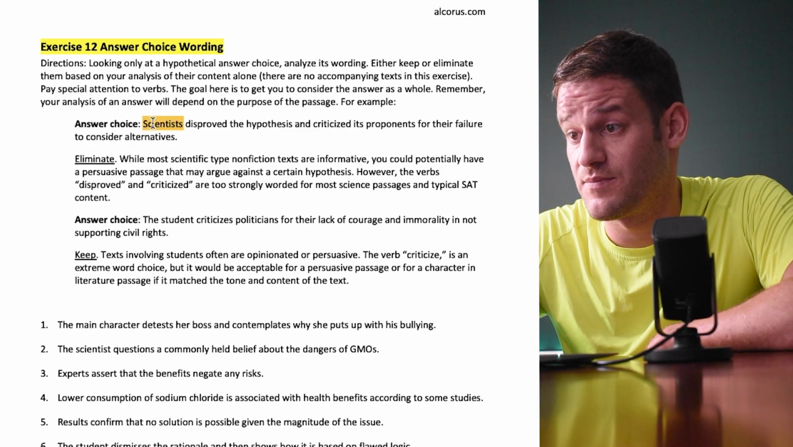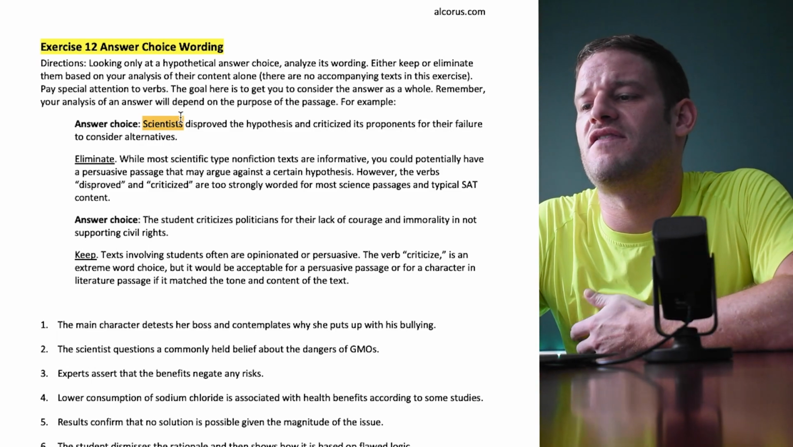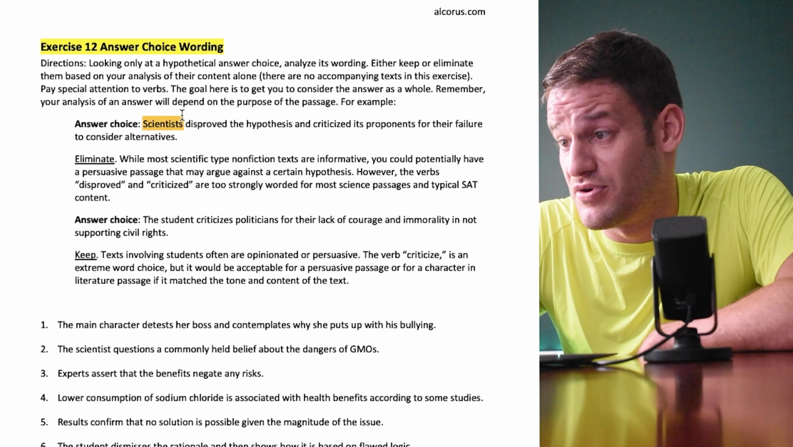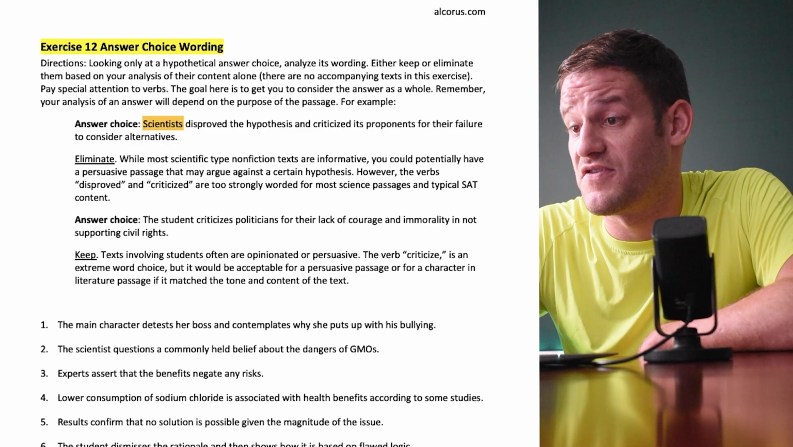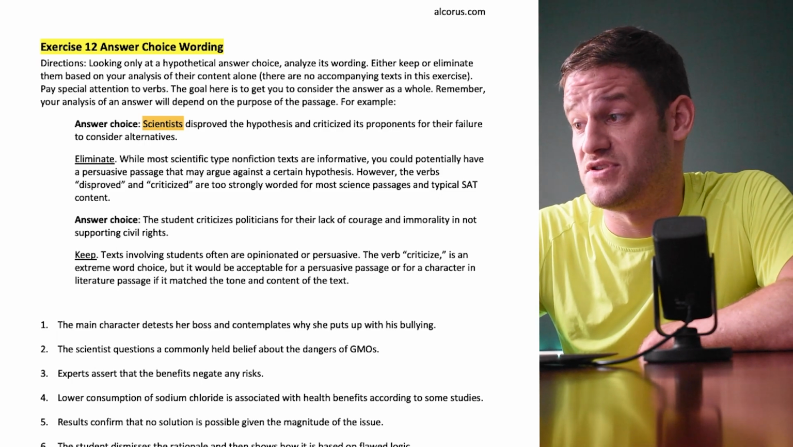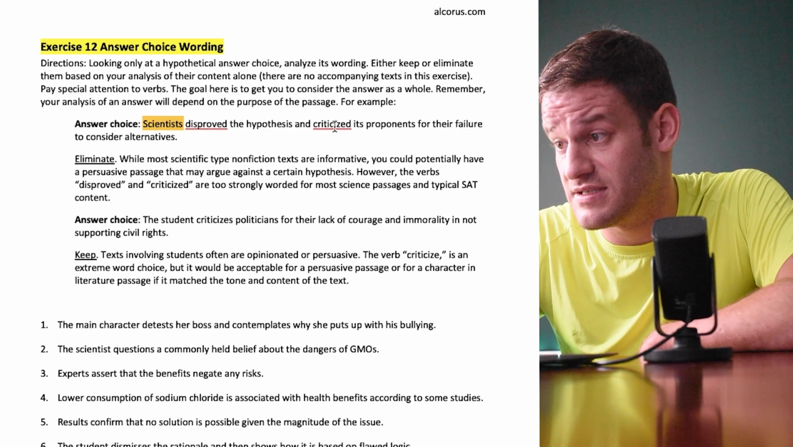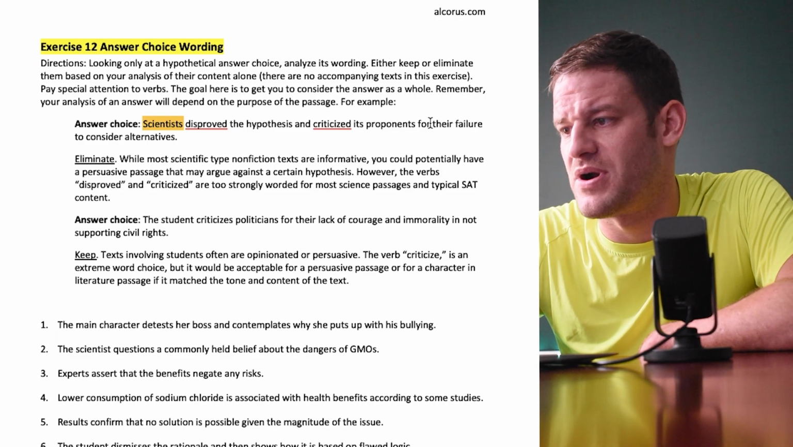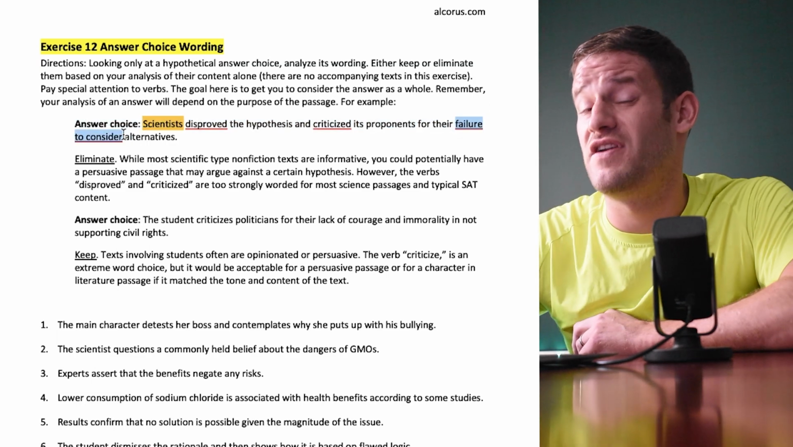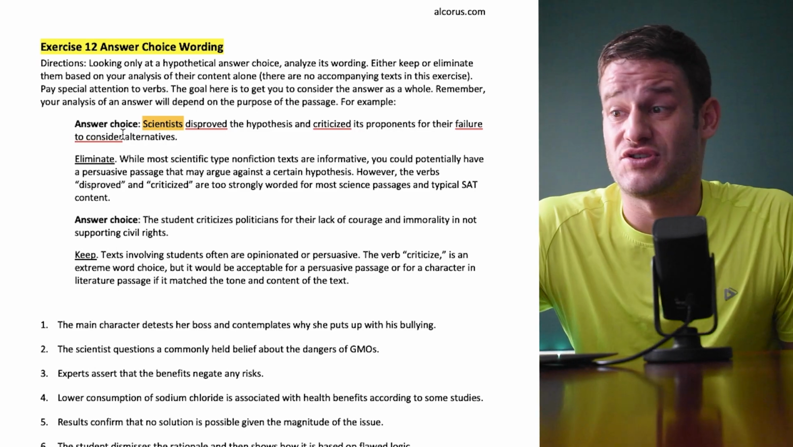So scientists are the subject here. That would relate again to the topic of that passage, probably some sort of research about something, but they disproved the hypothesis and criticized its proponents for their failure to consider alternatives. Okay, now we talked a lot about the verbs used. That was one of our techniques. So we look at our verbs here. We have disproved, criticized. This is part of a prepositional phrase, but their failure to consider. So some very, very strong language there. We don't typically like extreme language.